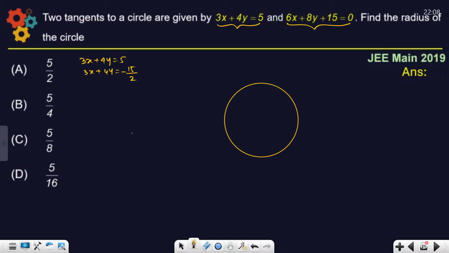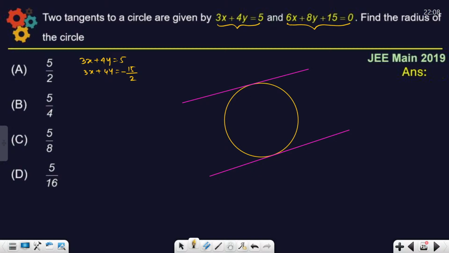That is, the two tangents are parallel to each other. This is my one tangent and this is another tangent, and they are basically parallel to each other. Now, the question is, find the radius of the circle. See how simple the sum is.